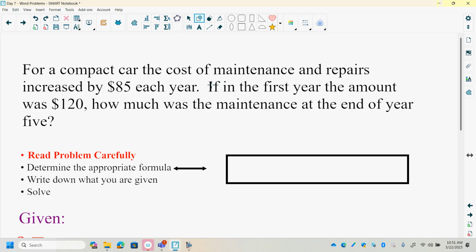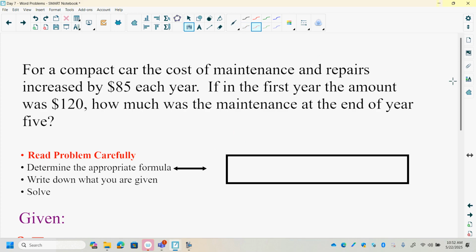It says for a compact car, the cost of maintenance and repairs increased by $85 each year. If in the first year the amount was $120, how much was the maintenance at the end of year 5? Okay, first of all, let's try and figure out, one, what type of series or sequence this is, and two, write down our given information, and three, let's solve for what they're asking me to figure out.